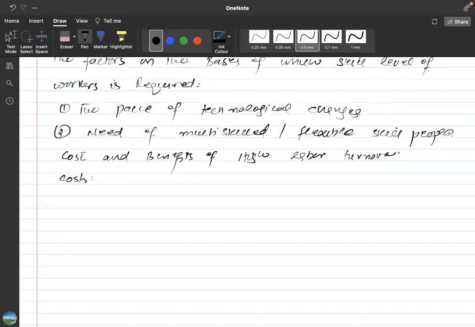If the labor turnover is high, it means the cost of hiring, recruiting, training new workers will also be high, because you will hire new workers, that will cost money, you will train them, that will also cost money.